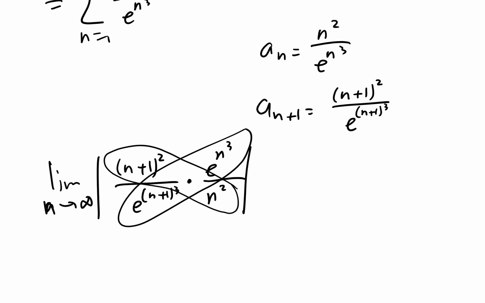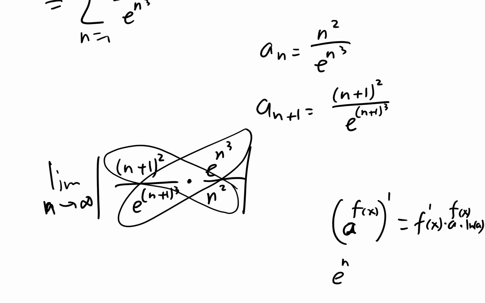That reminds us, if you have a number, say a to a function, the derivative for that is f prime of x times itself times natural log of the base. So if you want to find the derivative of this, that would be the derivative of the top, 3n squared, times itself times natural log of the base, which is 1. But still, you're going to get the same thing top and bottom. It's not going to help that much. So I think the ratio test is not going to be easy to use.